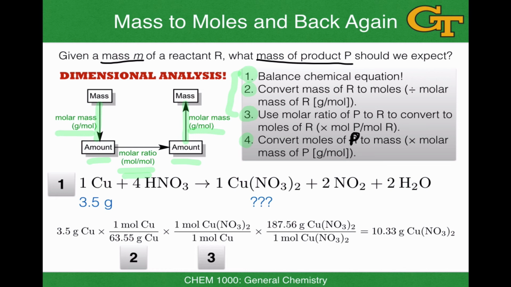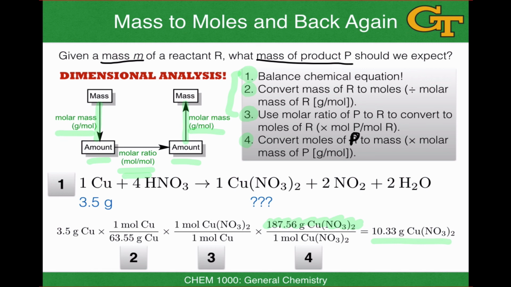Notice that the units are different. We've gone from moles of copper to moles of copper nitrate, back to a mass of copper nitrate. And as we've seen, the ticket there is to use the molar mass of copper nitrate, 187.56 grams. The final result is 10.33 grams of copper nitrate.